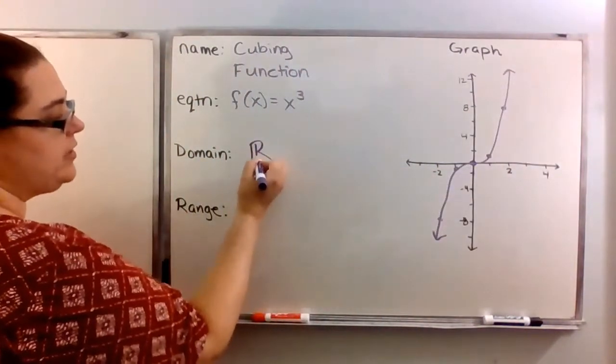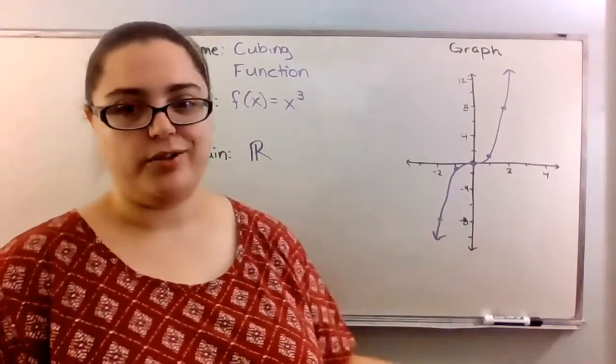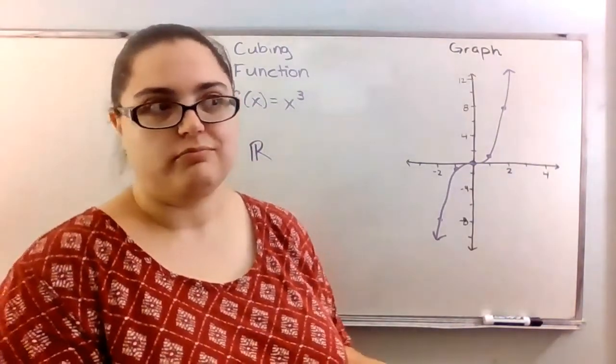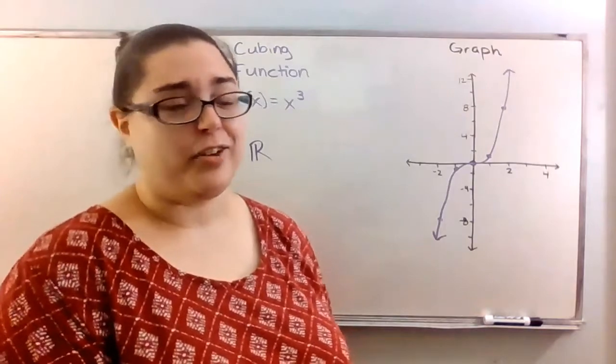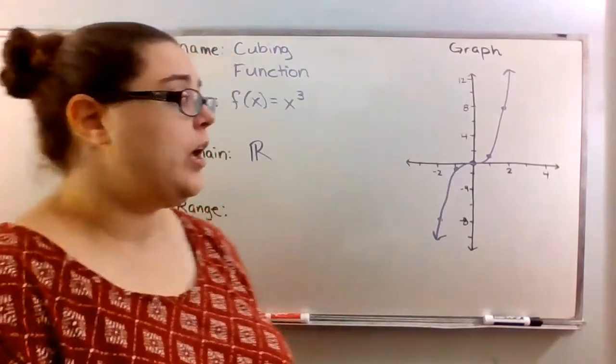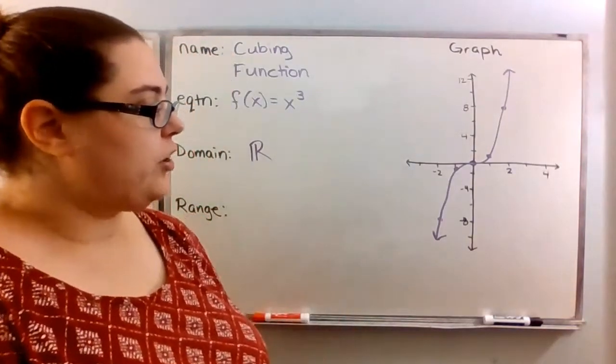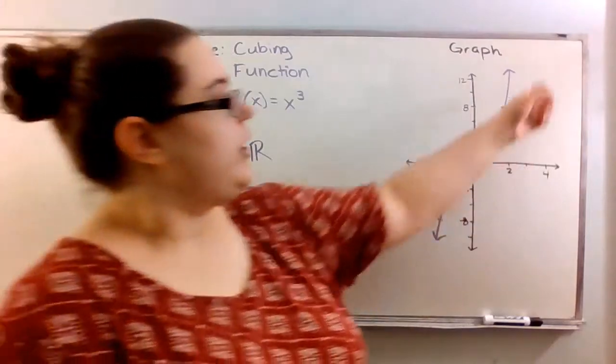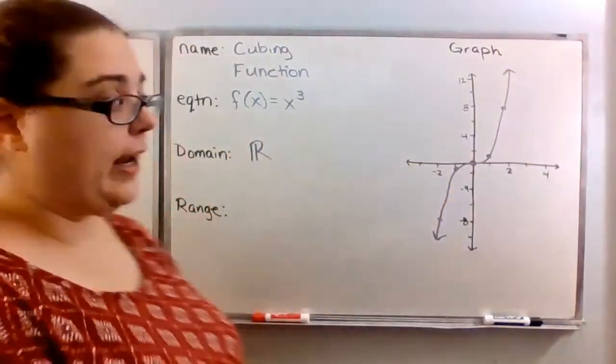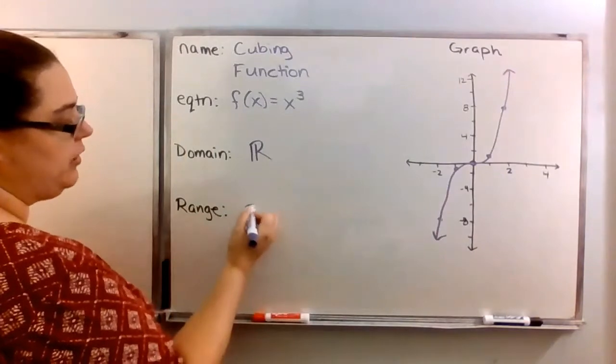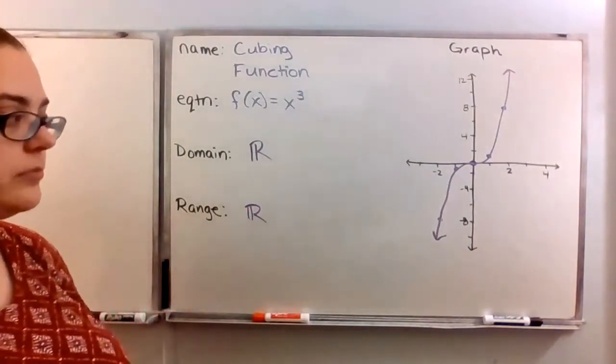And again, this makes sense because if I give you a real number, you can multiply it by itself multiple times and you can get some number cubed. Similarly, if I look at the arrows, it goes down forever and up forever. So its range is also going to be all real numbers.